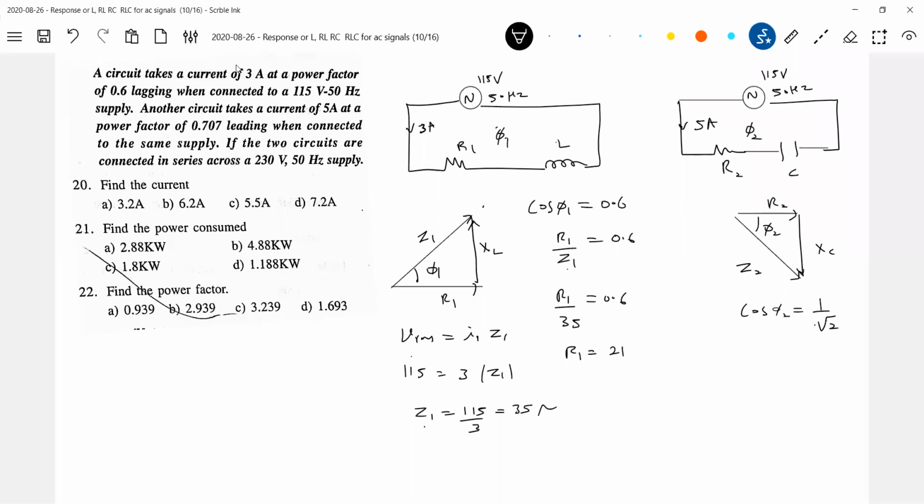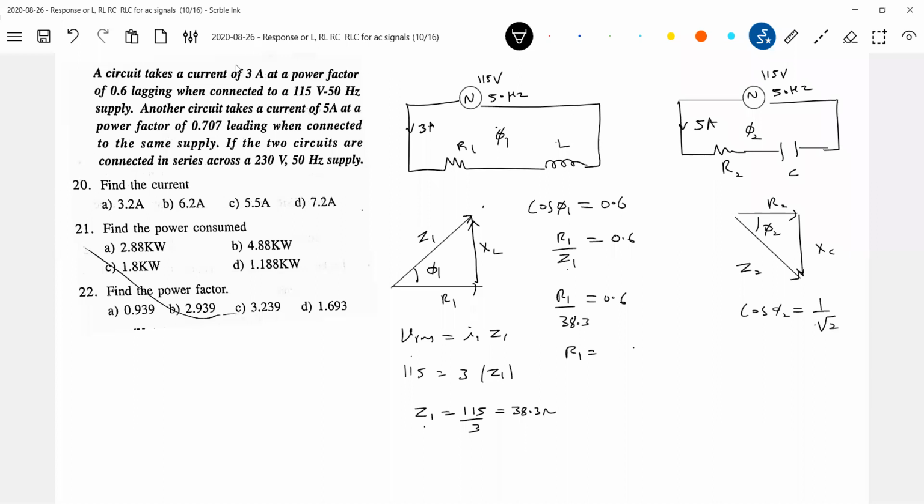Anybody got the value? 21 ohm? Sir, that is not 35, sir. Not 35. It is 38.3. Okay, now you'll get the value of R1. I got the R1 and Z1 values.